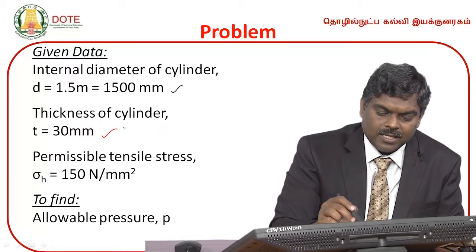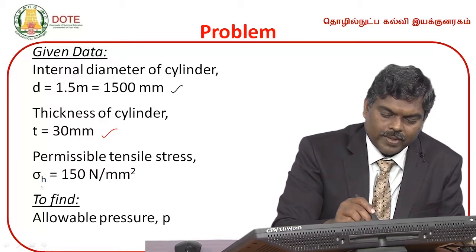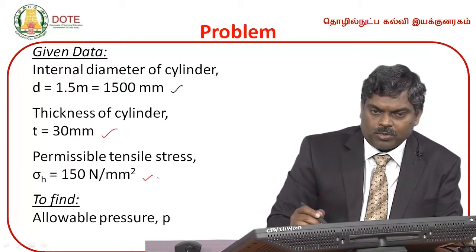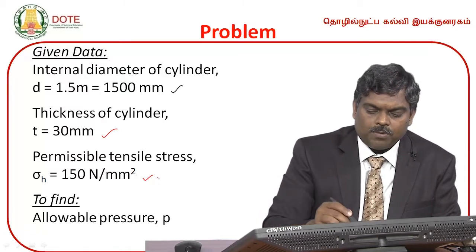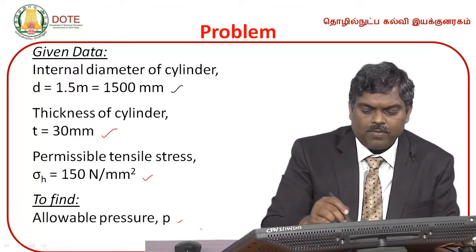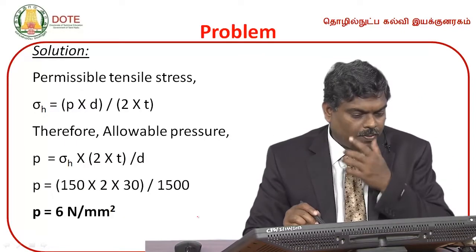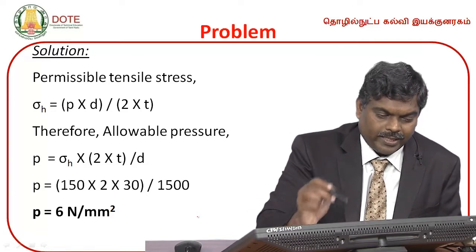Permissible tensile stress, which is nothing but the hoop stress, is given as 150 Newton per mm square. To find: the allowable pressure P. What is the allowable pressure P we have to determine? So the solution for the problem is like this.